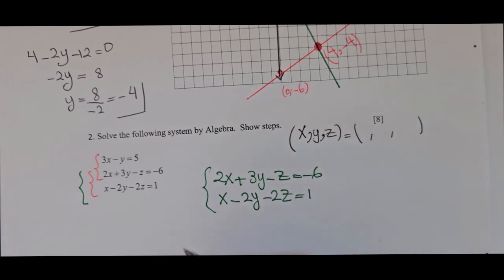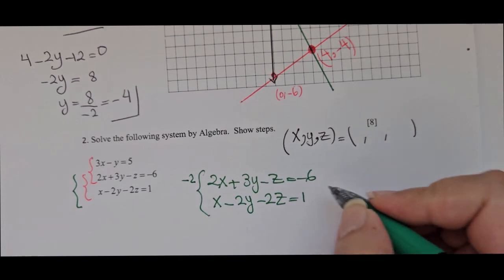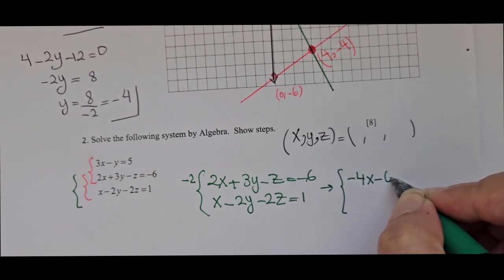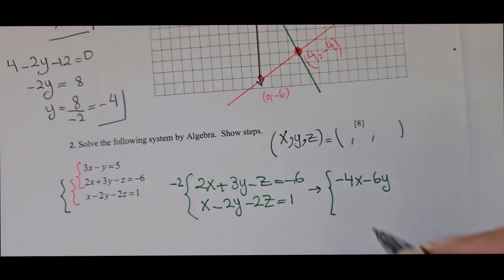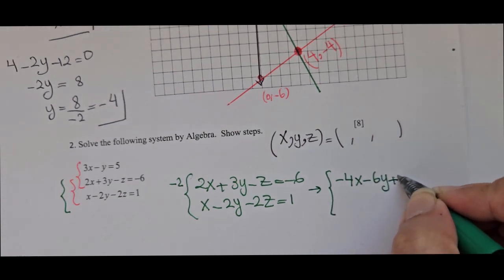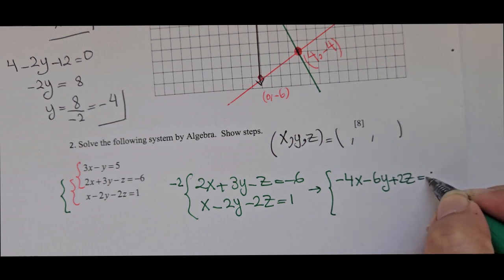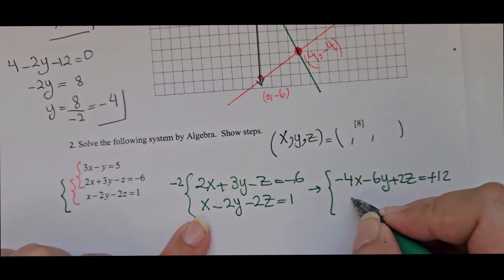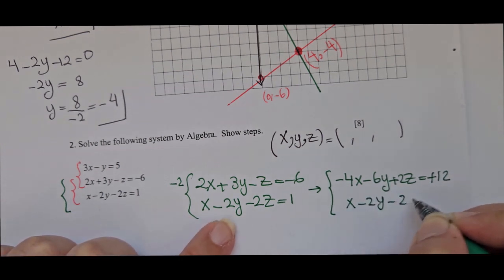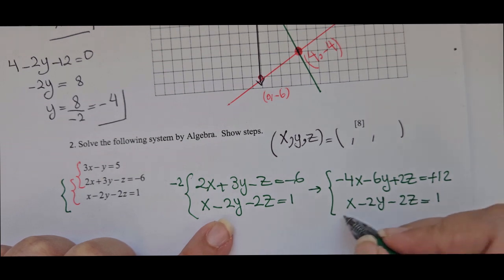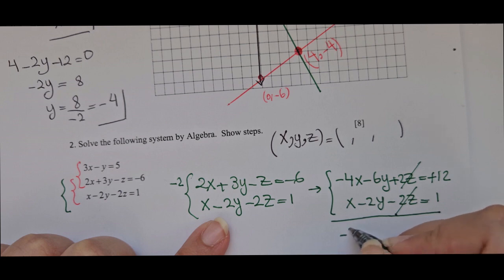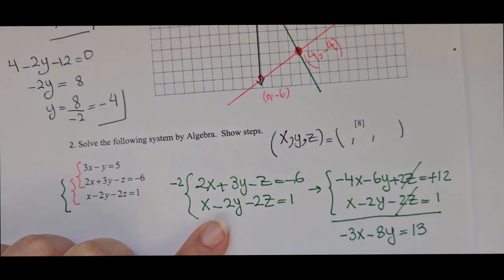In order to do so, I multiply the top one by -2. So this one will turn into -4x, -6y, right? And then +2z, equal to, -6 times -2 is plus 12. Now here I have x minus 2y minus 2z equal to 1. Now let's add them together. By adding, these two will cancel out. So I have -3x minus 8y equal to 13.